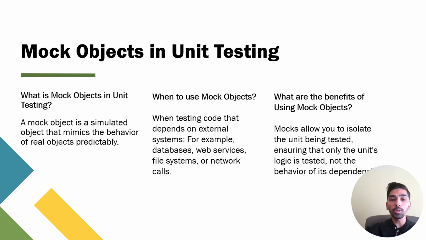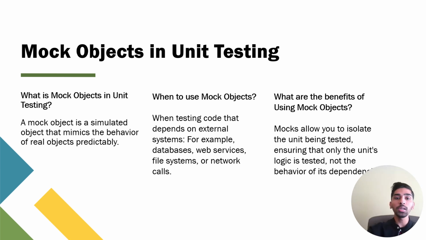Now let's talk about what the differences are from other test doubles like stubs and spies. Let's talk about stub. It provides predefined responses to method calls but does not verify behavior. Spy records interactions with other objects but can still perform real operations. Mock not only simulates behavior but also verifies that certain interactions occurred.